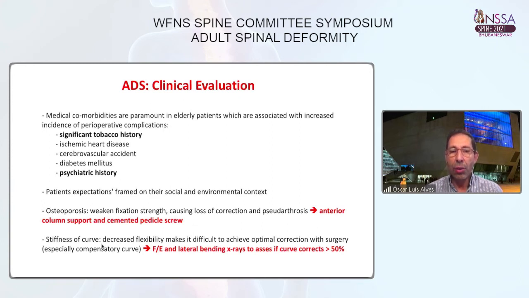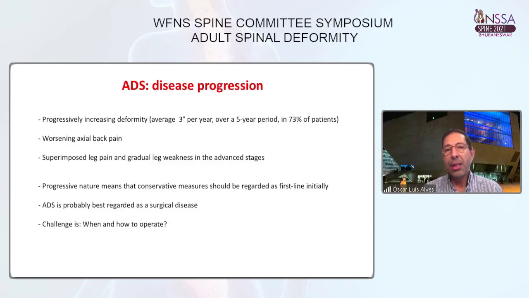And look also at the stiffness of the curve. Less flexible curves make it more difficult to achieve an optimal result. You should do flexion-extension and lateral bending X-rays to assess if the curve corrects more than 50%. This is a disease that progresses. It's an average of 3 degrees per year over a 5-year period in 73% of patients in one study, with worsening of axial back pain, leg pain and weakness.